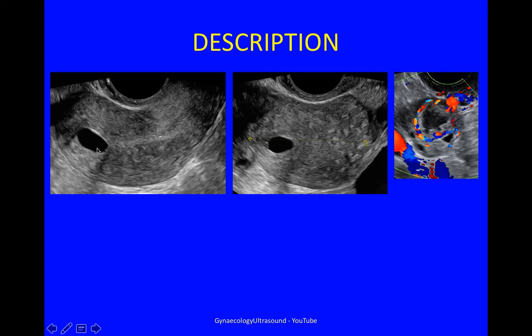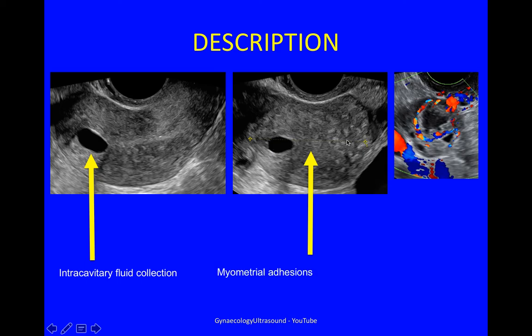And here you can see a fluid collection, and it's in the endometrial cavity. If you look at that in the transverse plane, you can see there is the pocket of fluid, and here, where the endometrial cavity should be, there are myometrial adhesions.